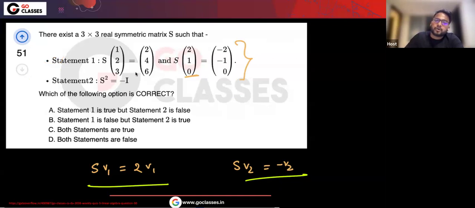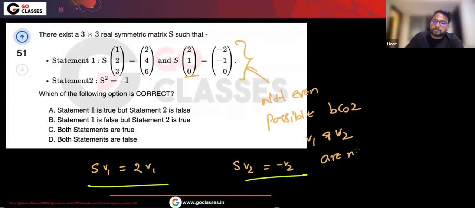Understood? Or no? Let me know. Not even possible, because V1 and V2, which are supposedly eigenvectors, are not orthogonal. Okay. This is not even possible.